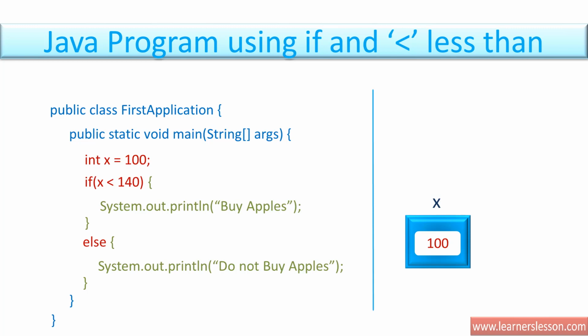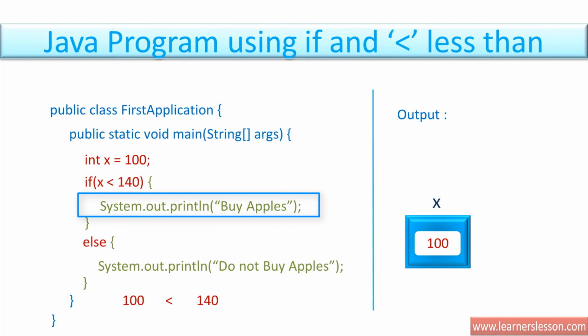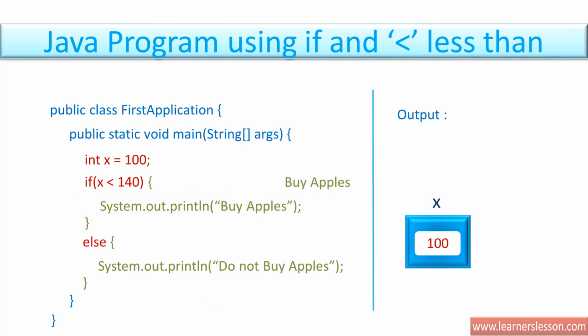So what happens in this case? When we come to the if statement, we can see if x is less than 140. So what is there inside x? There is 100 inside x. And also on the right hand side, what is there? It's 140. So is 100 less than 140? Yes, 100 is less than 140. So Java immediately comes to the line system.out.println buy apples, and buy apples is printed on the screen. In other words, your friend is ready to buy apples now.